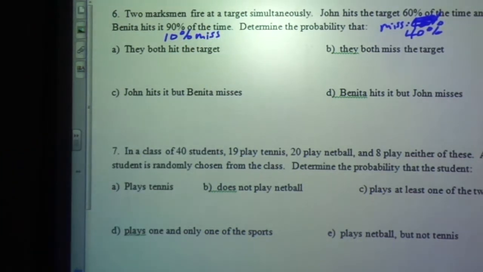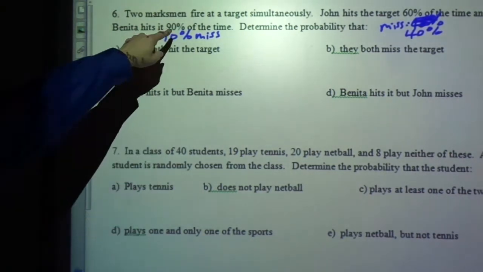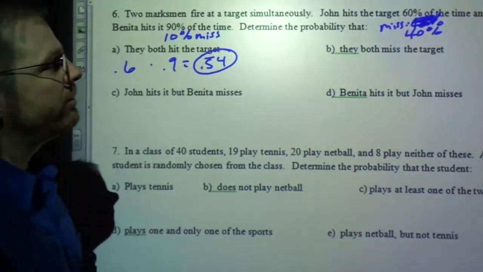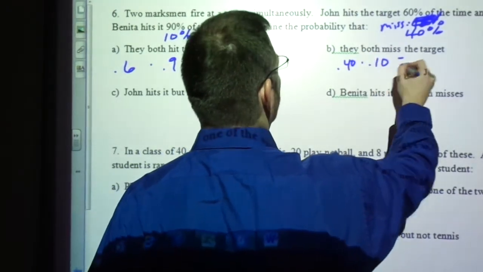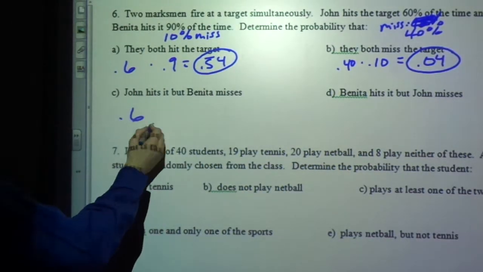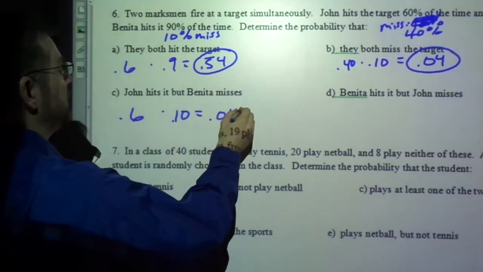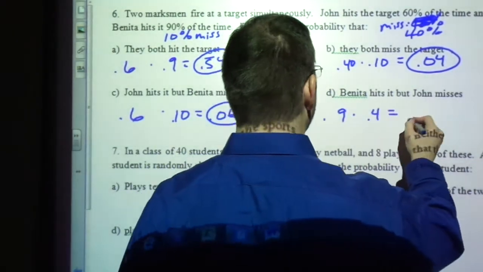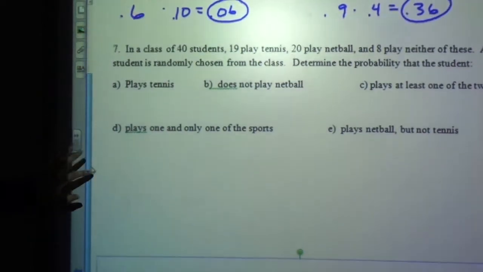That's important. Probability they both hit means John hits times Benita hits. That is 0.54. Probability they both miss would be 0.4 for John, 0.10 for Benita. That is 0.04. John hits, so that's 0.6 for him, and Benita misses, so that's 0.10 for her, 0.06. Benita hits, that's 0.9. John misses, that's 0.4, 0.36.